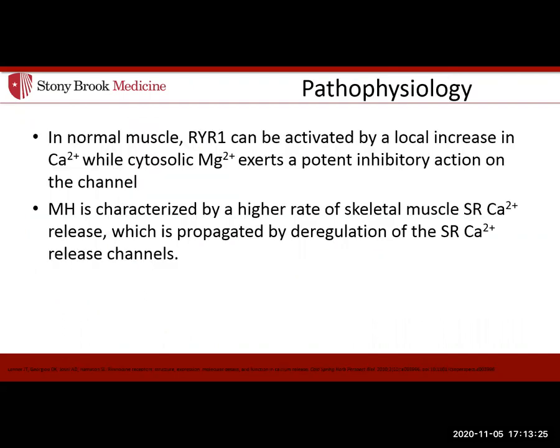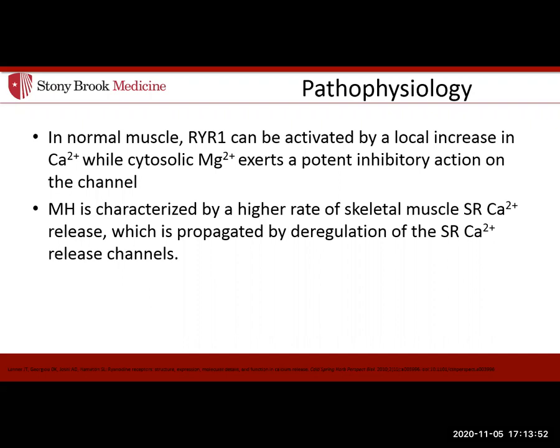In the normal muscle of a patient who is not predisposed to MH, our ryanodine 1 receptors can be activated by this local increase in calcium, but there is a mechanism to halt and keep in check the amount of calcium that is released. This is with cytosolic magnesium. It will exert a potent inhibitory action on the channel and therefore help to regulate muscle contraction. This way we don't have too much or too little.